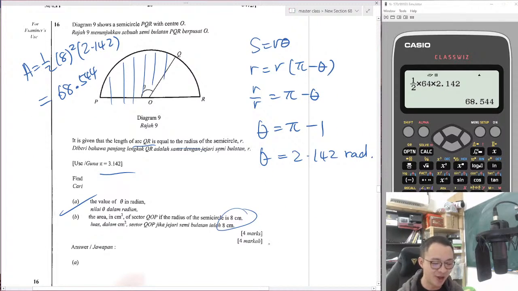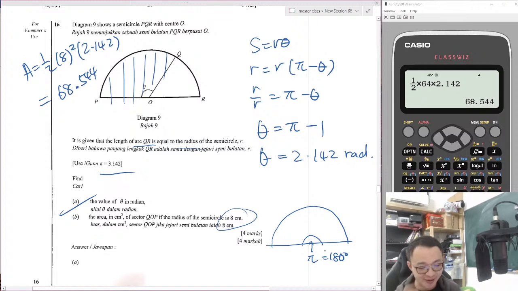Okay, first thing is you have to understand. For a semicircle, the angle at the middle is always pi, because pi actually means 180 degrees, isn't it? This one is in radian, the other one in degree. So every straight line will be 180 degrees. But in this topic, we only use radian, we don't use degree. This is the reason why I don't write 180 minus theta. I write pi minus theta because the whole thing is pi, isn't it?